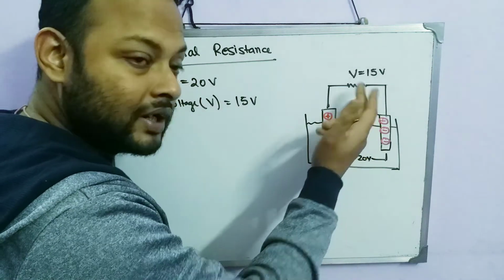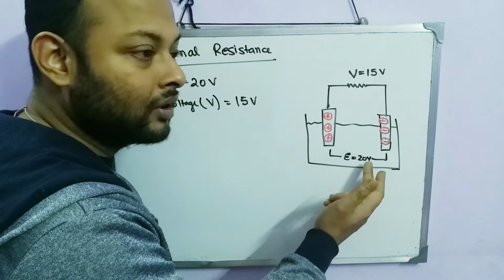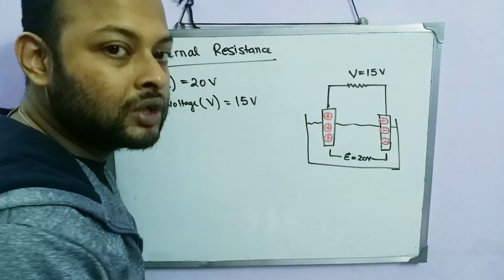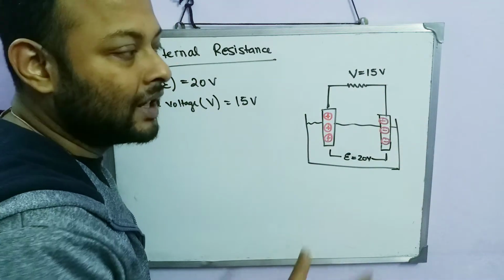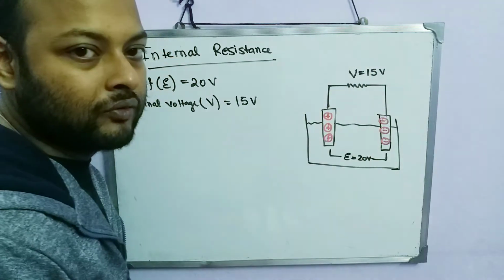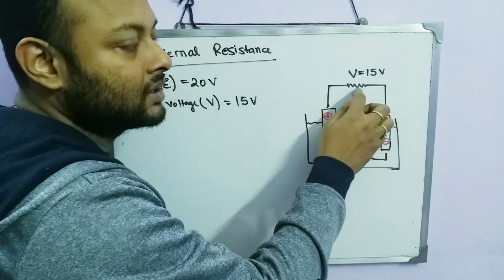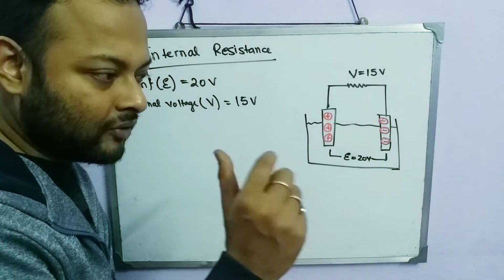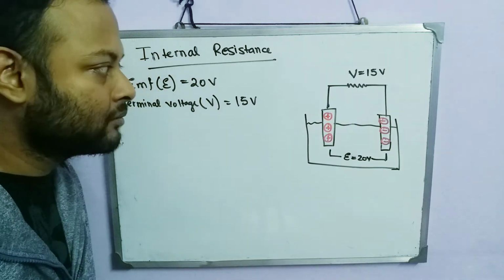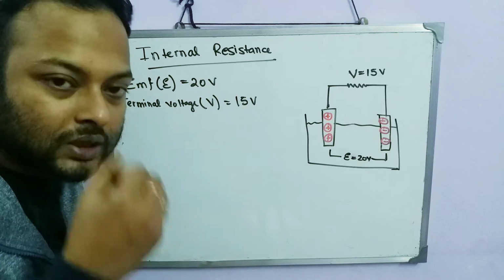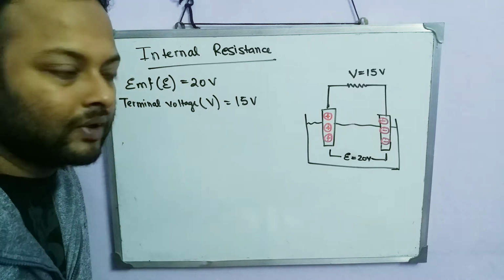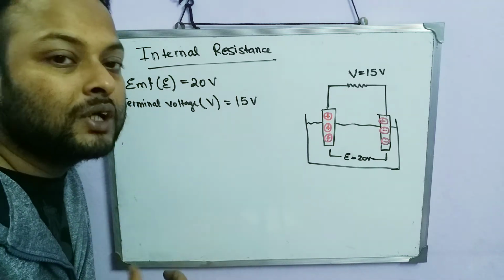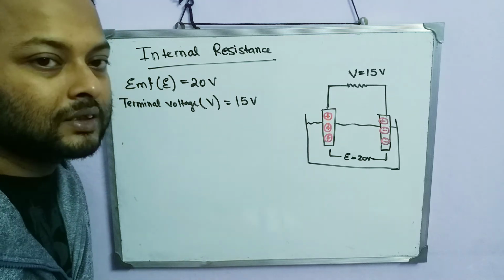It should show 20 volt only. If I'm giving 20 volt input, the output should also be 20 volt, but it's not happening. The output is showing only 15 volt. The potential drop across the resistor is only 15 volt. So somewhere I'm getting this 5 volt gap. Somewhere the calculations are not getting right. So what is happening over here? So here comes a topic about internal resistance.